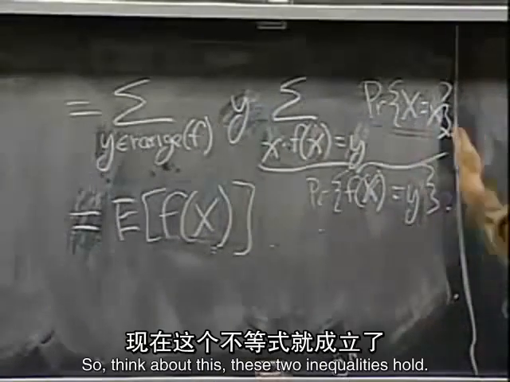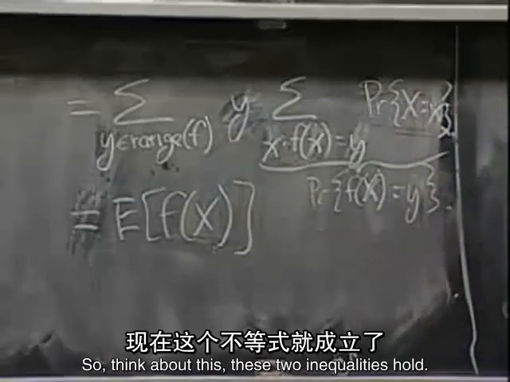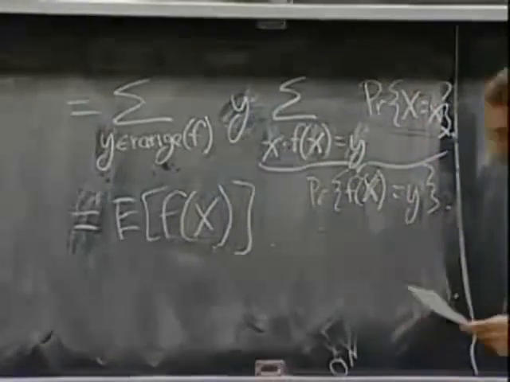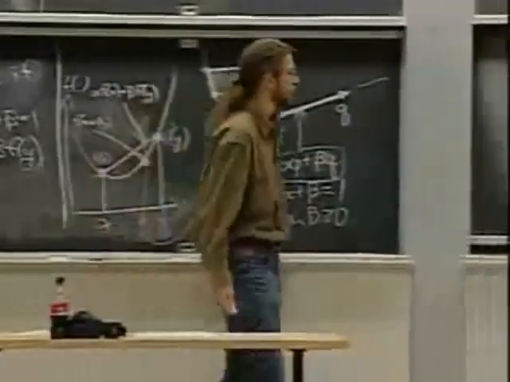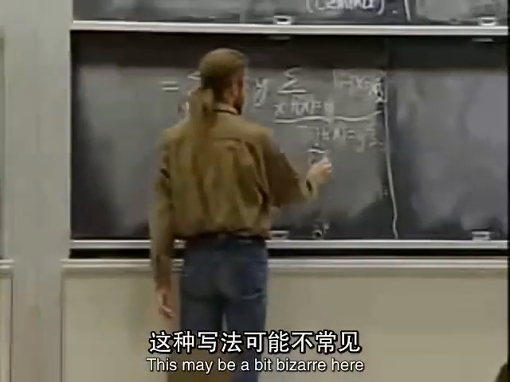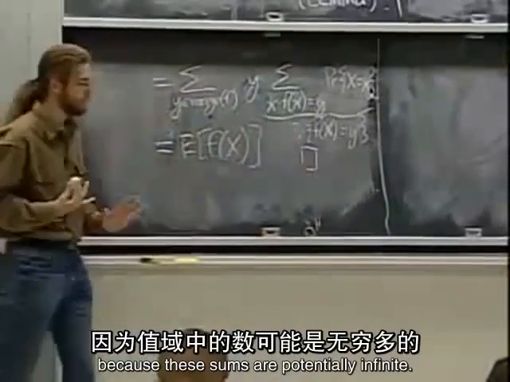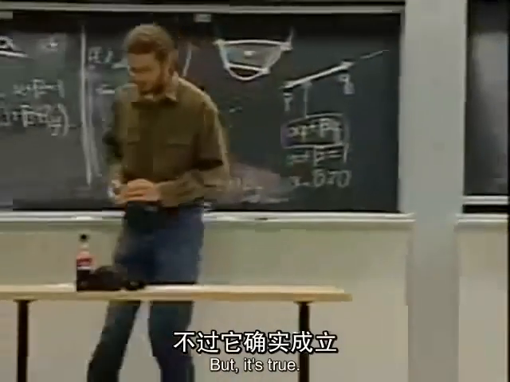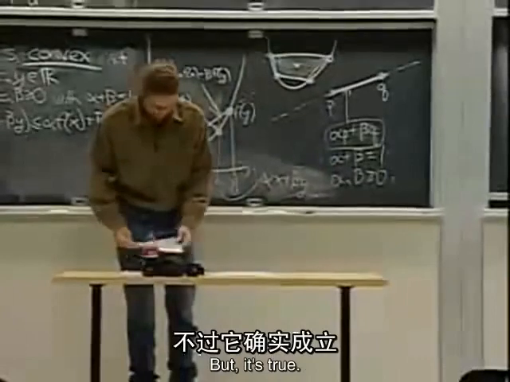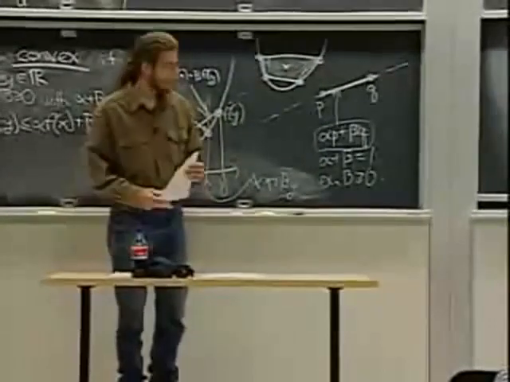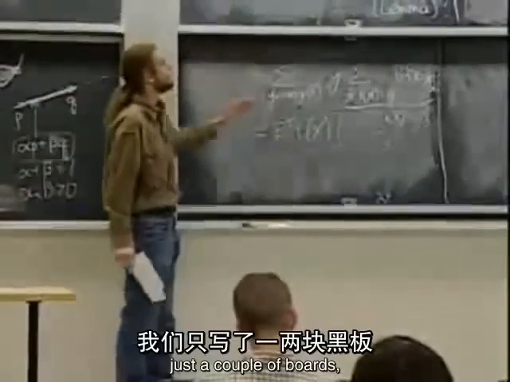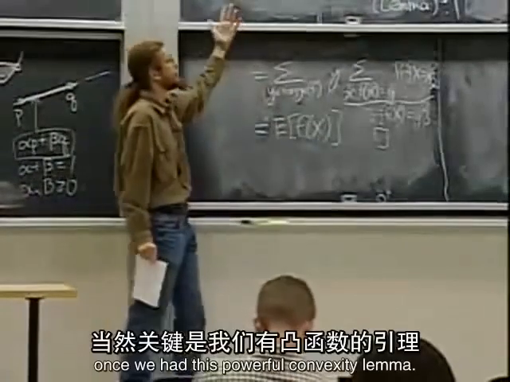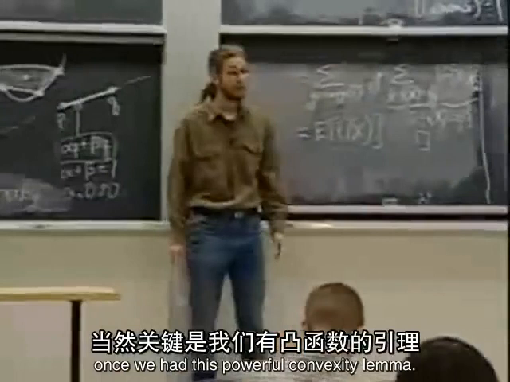So think about this. These two inequalities hold. It's maybe a bit bizarre here because these sums are potentially infinite. But it's true. Okay, this proves Jensen's inequality. So it wasn't very hard, just a couple of boards, once we had this powerful convexity lemma.